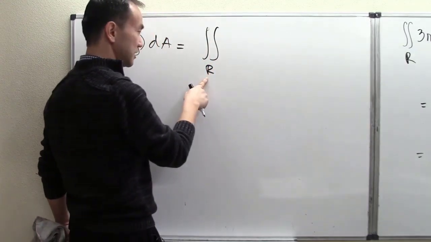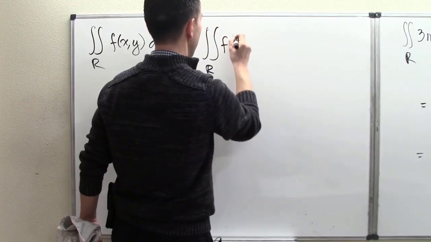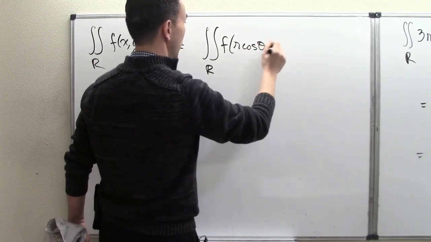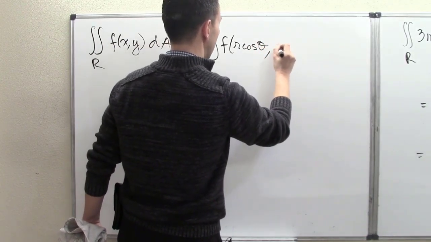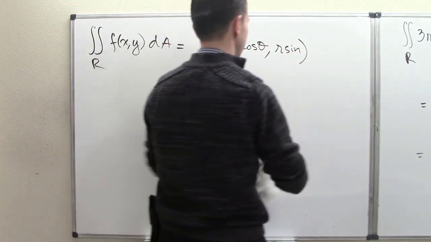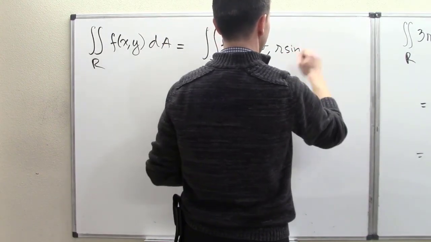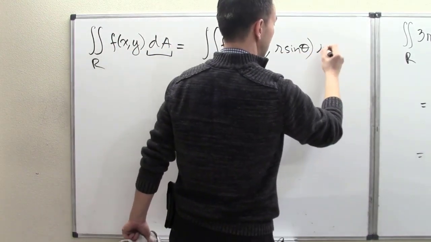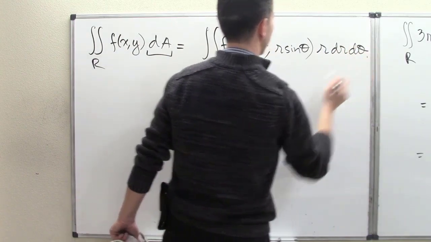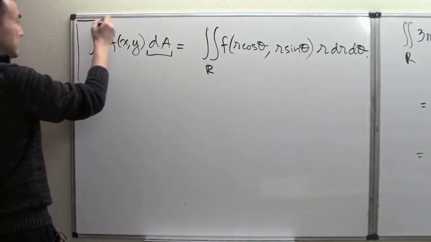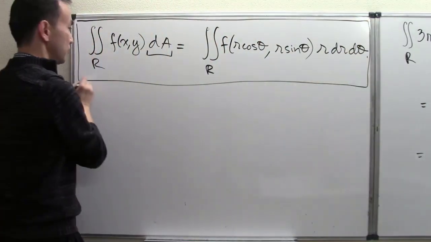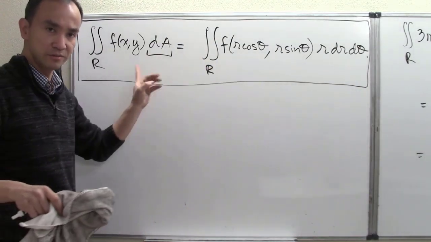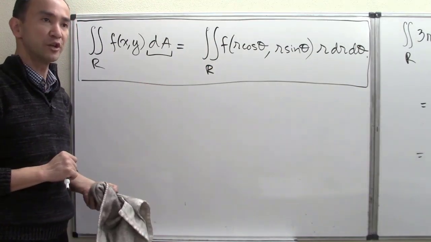It's the same region, but then we're going to write the function here. So instead of x, it's going to be r cosine theta, and the y value is going to be substituted by r sine theta. And then the dA right here can be re-expressed as r times dr d theta. So that's the formula that we will be using any time that we're using polar coordinates to calculate a double integral over a general region. Okay.